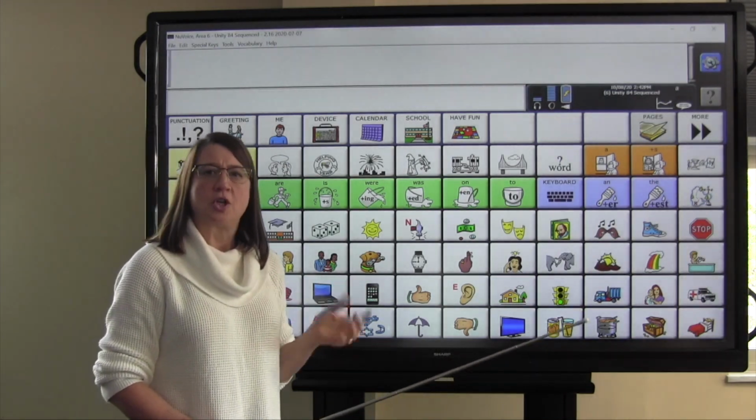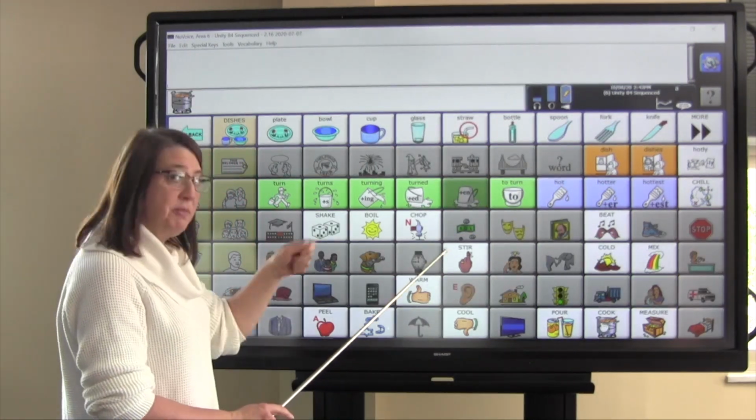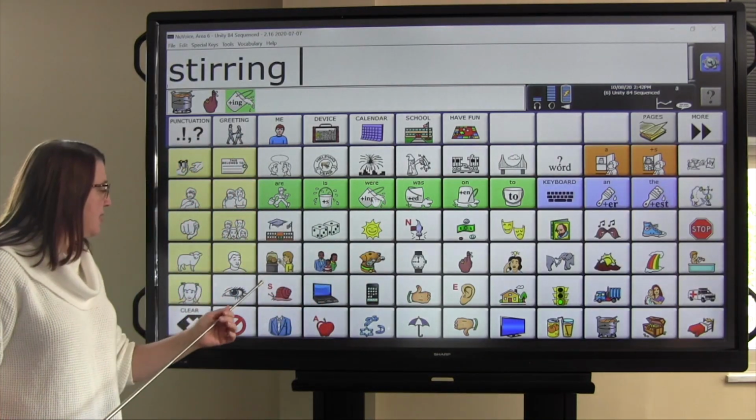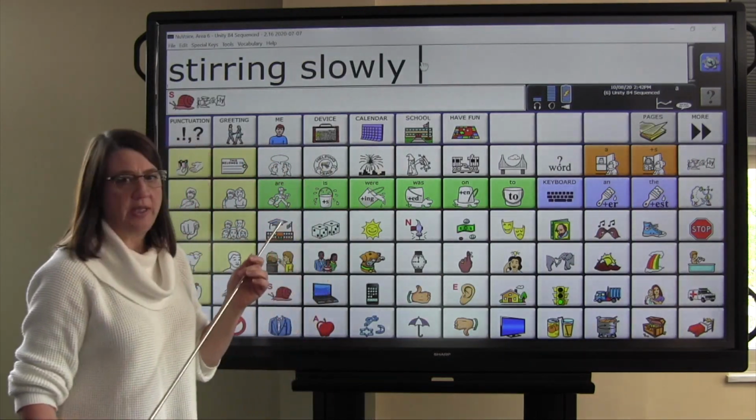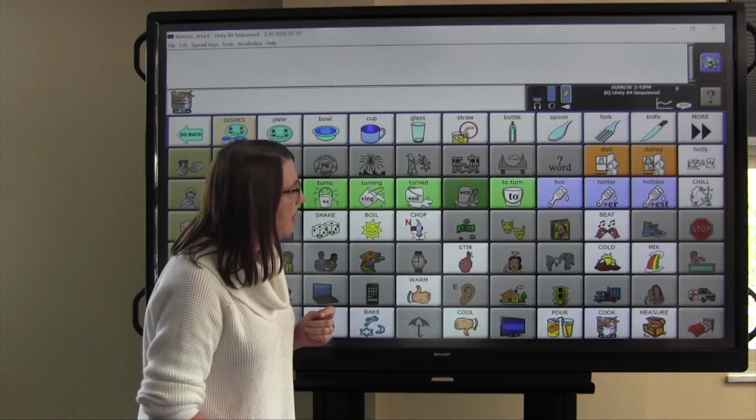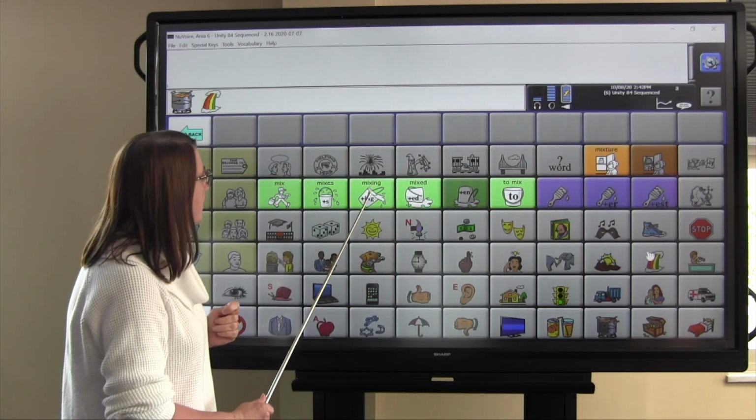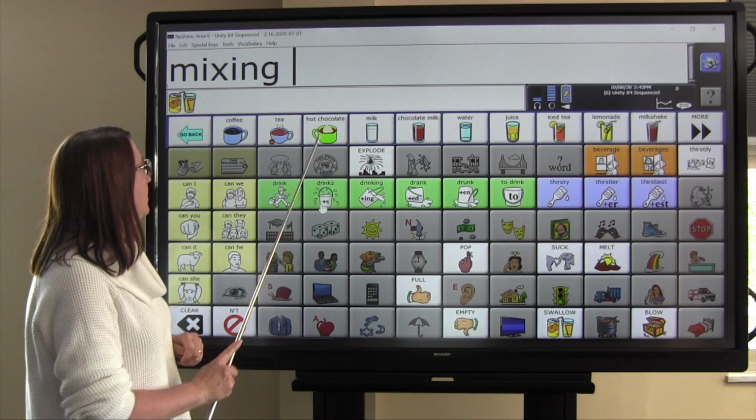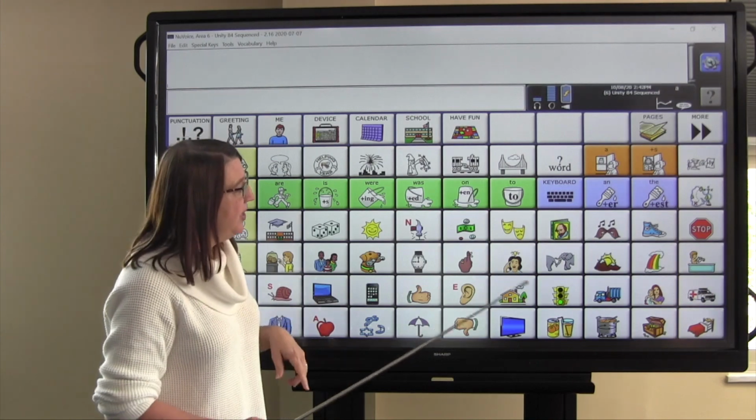Let's do a couple more. Let's say stirring slowly. So I have my kitchen icon plus my hand, because we stir with our hand. Stirring, slowly, and our snail moves very slowly. Stirring slowly. All right, and let's do one more. Let's say mixing drinks. I'm just going to use the word drinks again. Juice plus S, drinks. Mixing drinks.